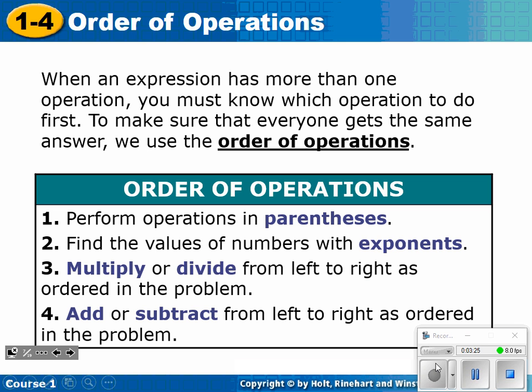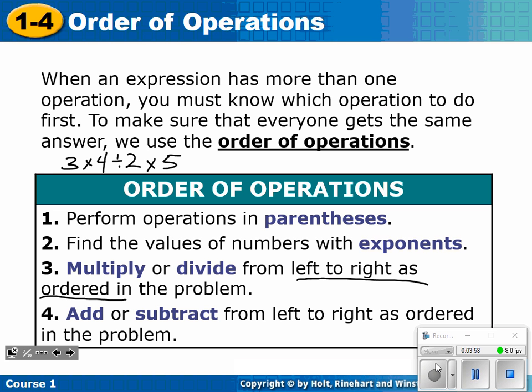This is important right here: from left to right, as ordered in the problem. And we do multiply and divide like it's one step by itself. Multiplying and dividing together, one step left to right. So even if you had the problem written something like 3 times 4 divided by 2 times 5, we would go left to right.